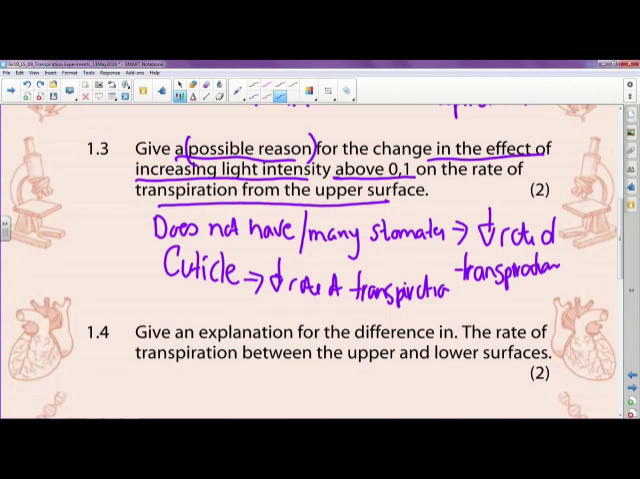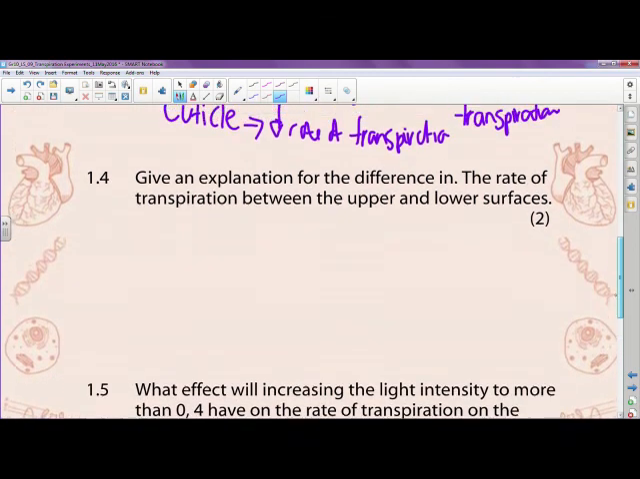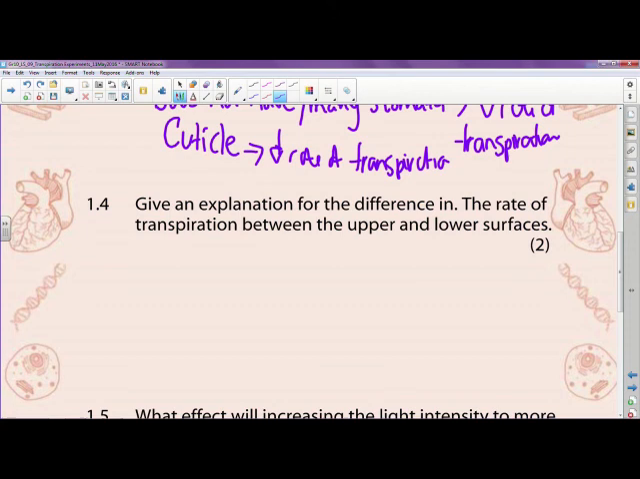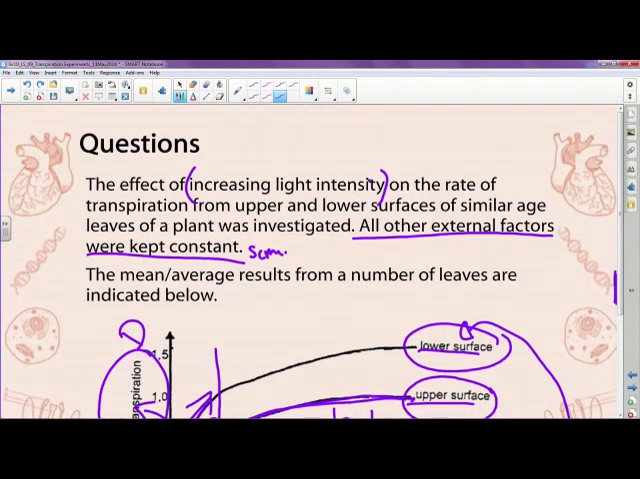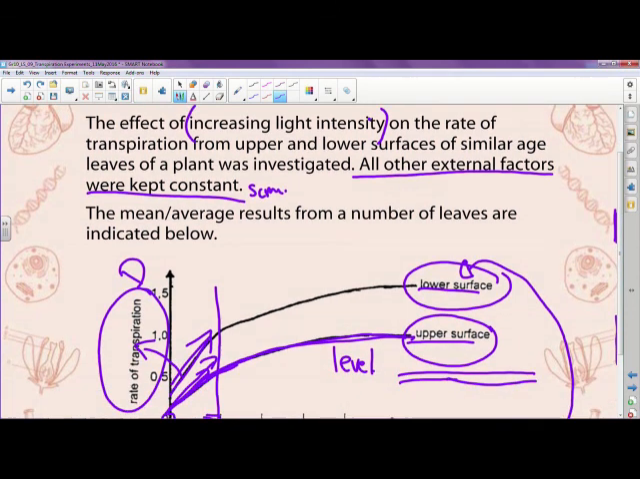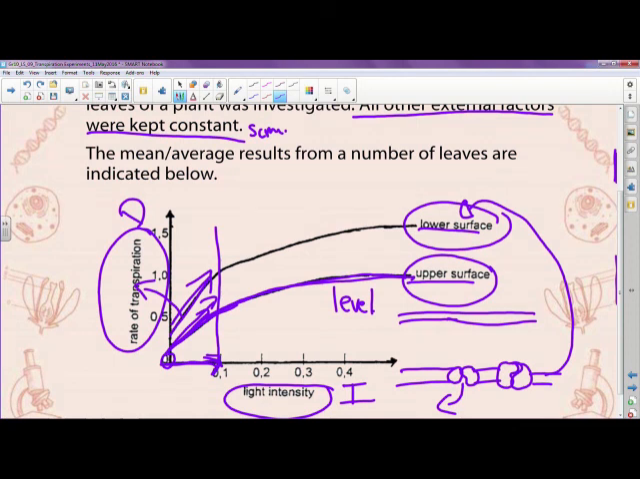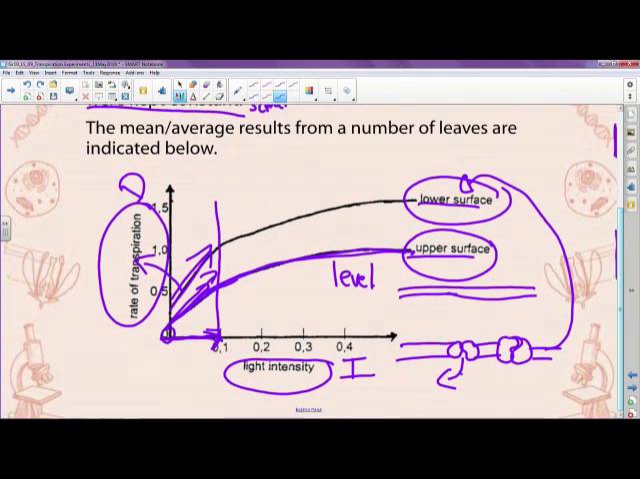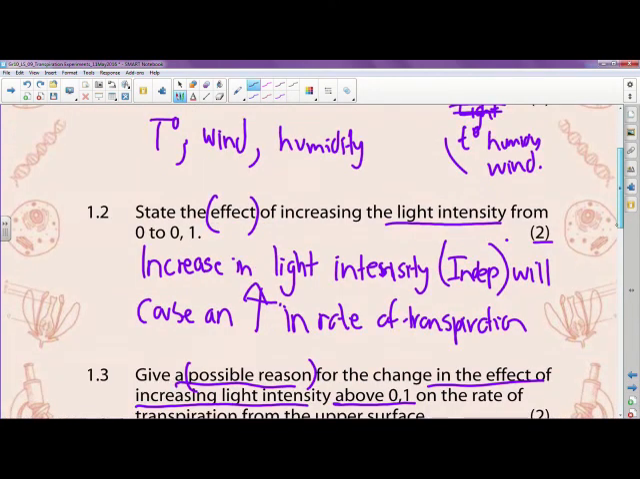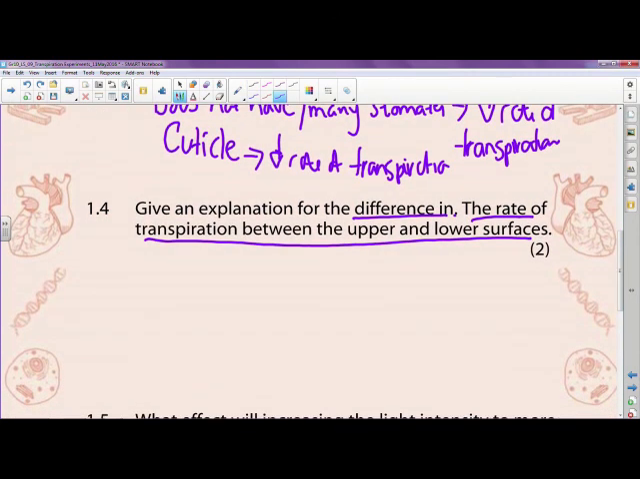Leading from question three to question four, have a look here. I think we've almost answered it. Give an explanation for the difference in the rate of transpiration between the upper and the lower surfaces. There's a few things you could have come up with here. What did we notice? That my upper surface had a lower rate of transpiration than my lower surface. And when we looked at the diagram of the leaf, what did we see? That stomata are usually found at the bottom. So you would say, explain the difference.